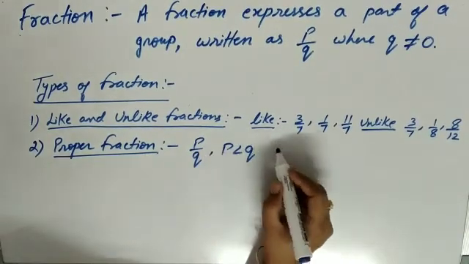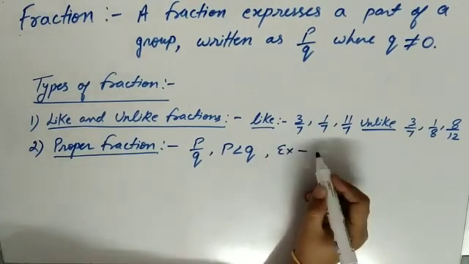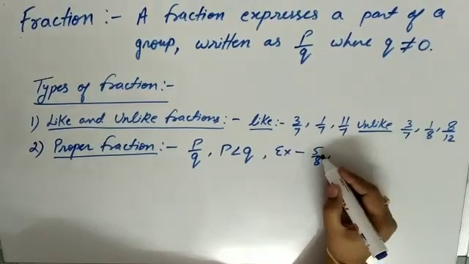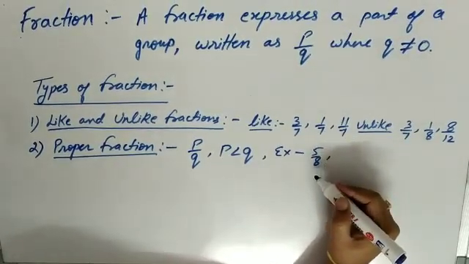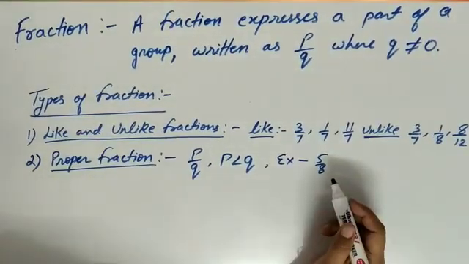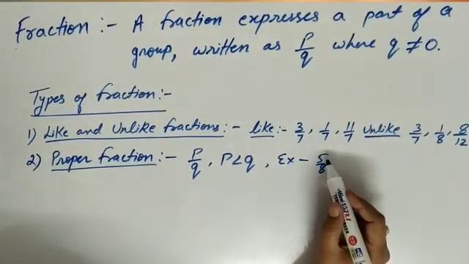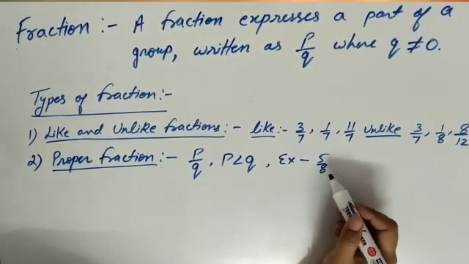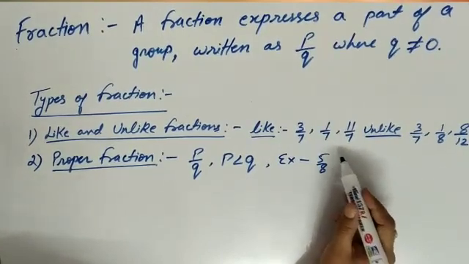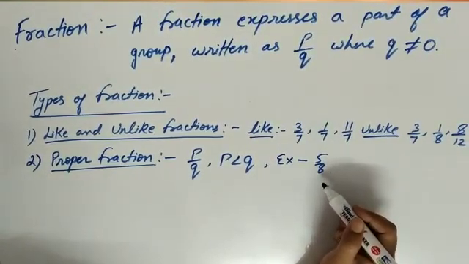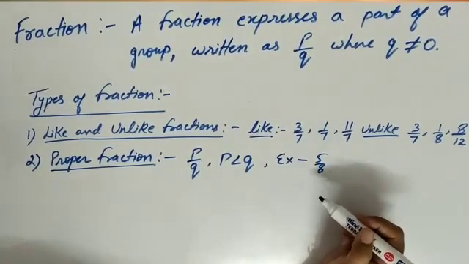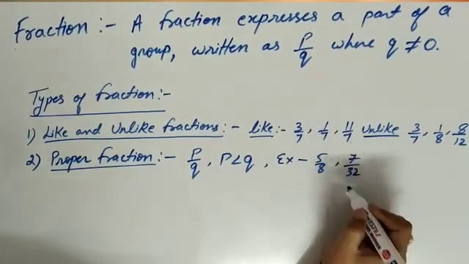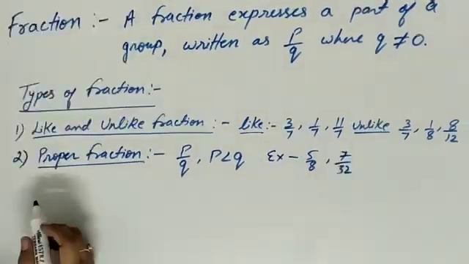An example of a proper fraction we can take is 5/8. Now 5 represents P and 8 represents Q, and we see that 5 is less than 8. That is, P is less than Q. Therefore, such a fraction in which the numerator is smaller and the denominator is bigger is a proper fraction. Another example is 7/32, which is also a proper fraction.